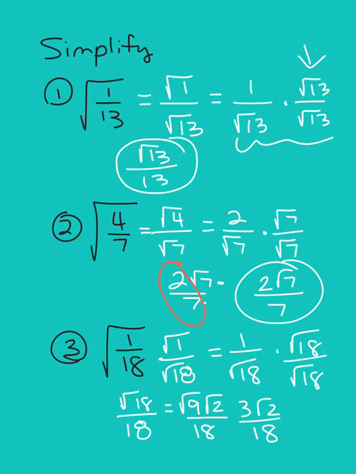Now again, like we talked about in the last problem, this 2 and 18 I can't simplify, but I can simplify what's on the outside there. So I can say that 3 goes into 3 once, so that can become 1, and 3 goes into 18 6 times. So my final answer there is going to be root 2 over 6.